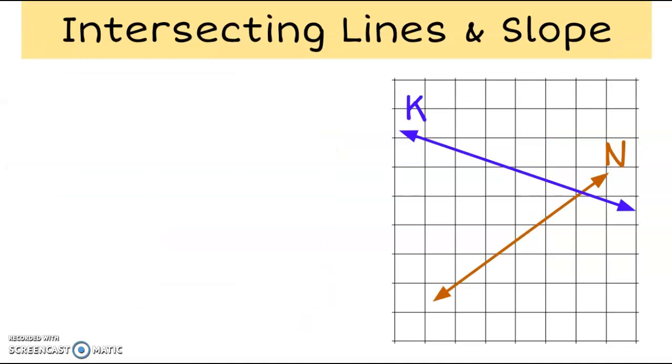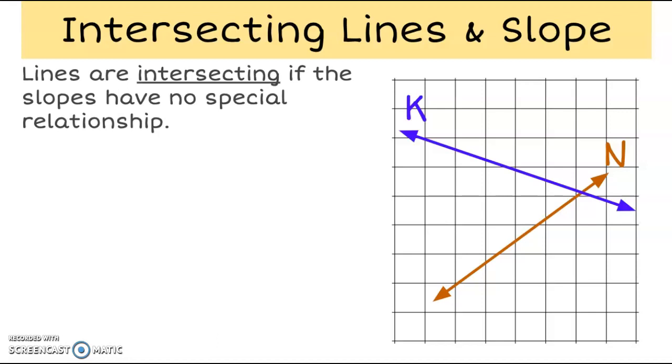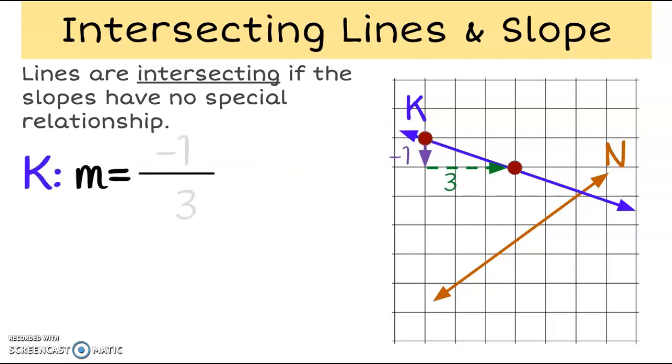Now that we know about parallel and perpendicular lines, what if lines are not parallel but also not perpendicular? Let's take a look at intersecting lines. Lines are intersecting if the slopes have no special relationship. Starting with line K, we find that our rise is down -1 and our run is +3. The slope of line K is -1 over 3.